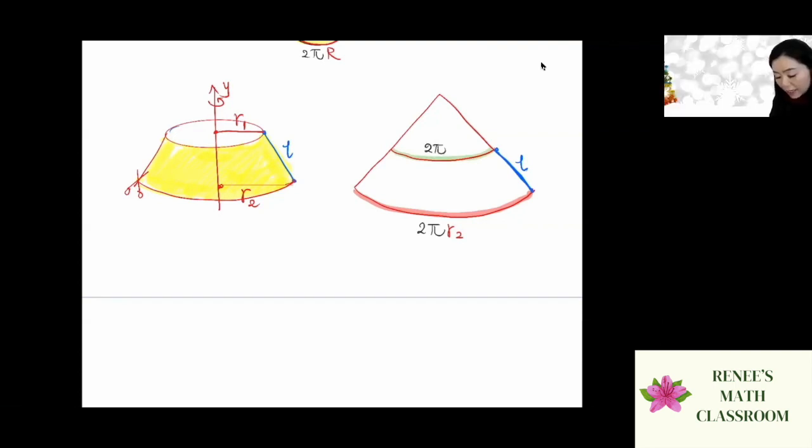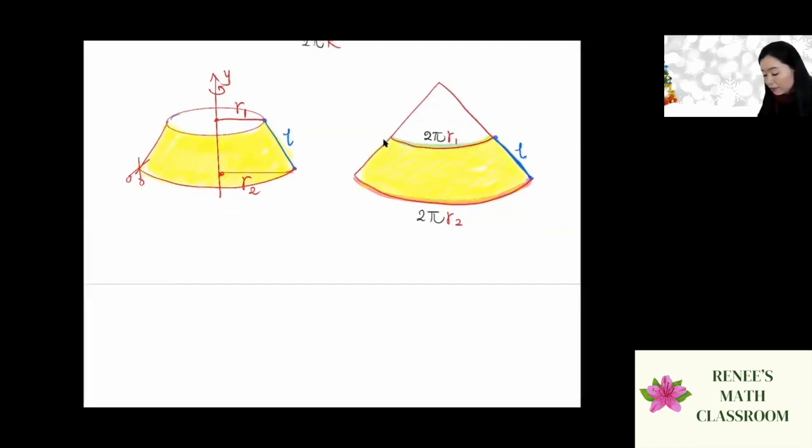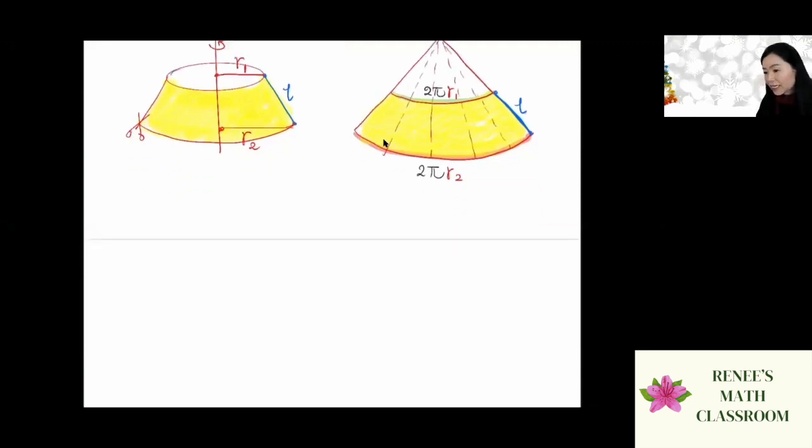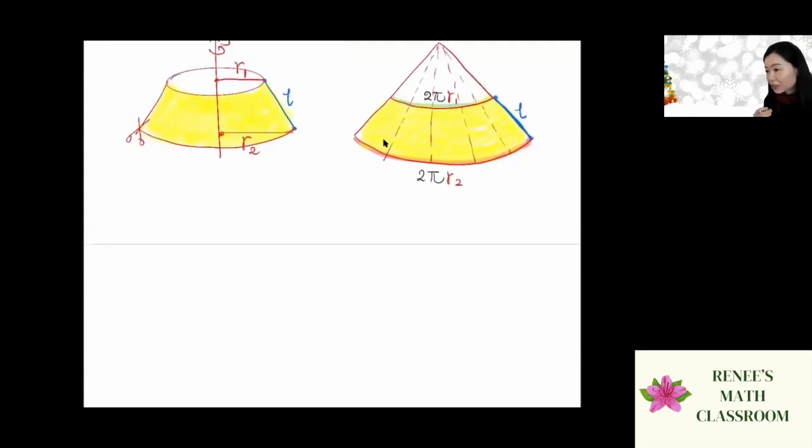And now we're trying to find this area over here. Just like before, you can think about it two different ways. Think about this as a part of this big circle. Or you can also slide them this way. If I slide them into thin slices, then each slice here is almost like a trapezoid, right? So we know how to find the area of a trapezoid, right?